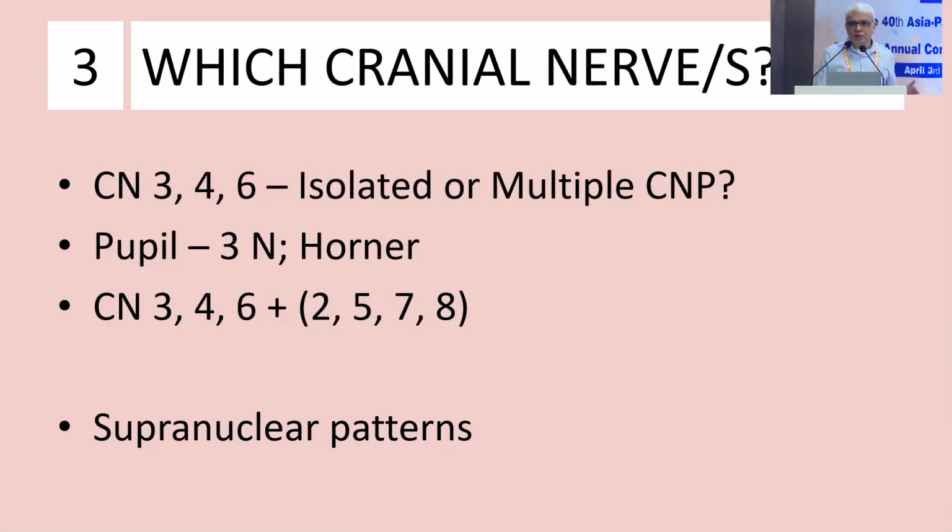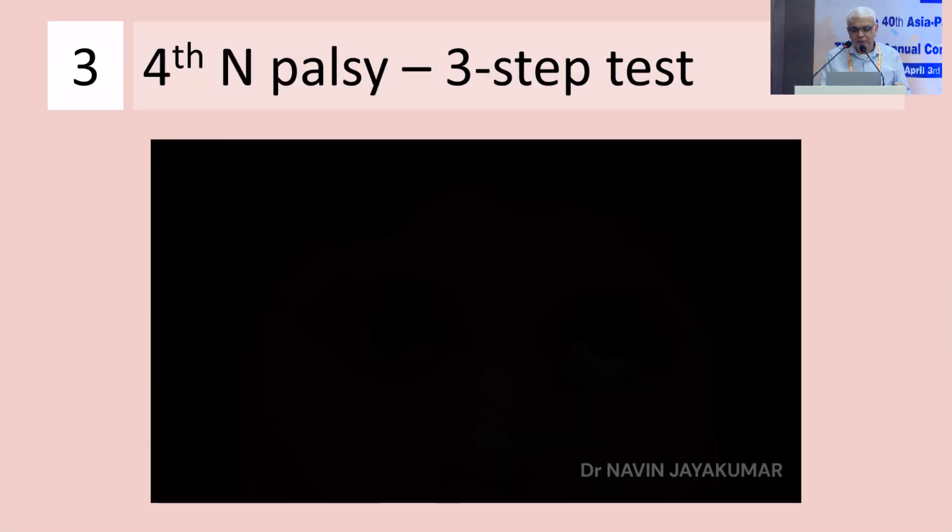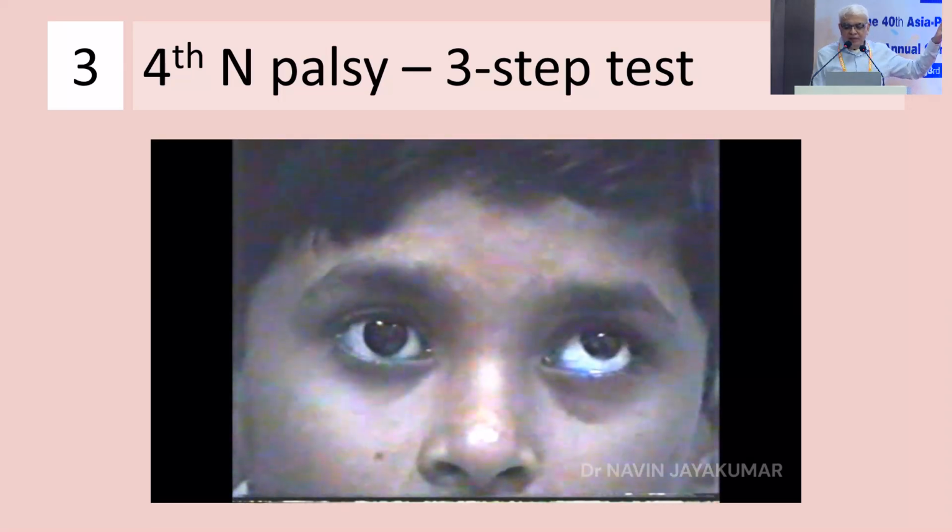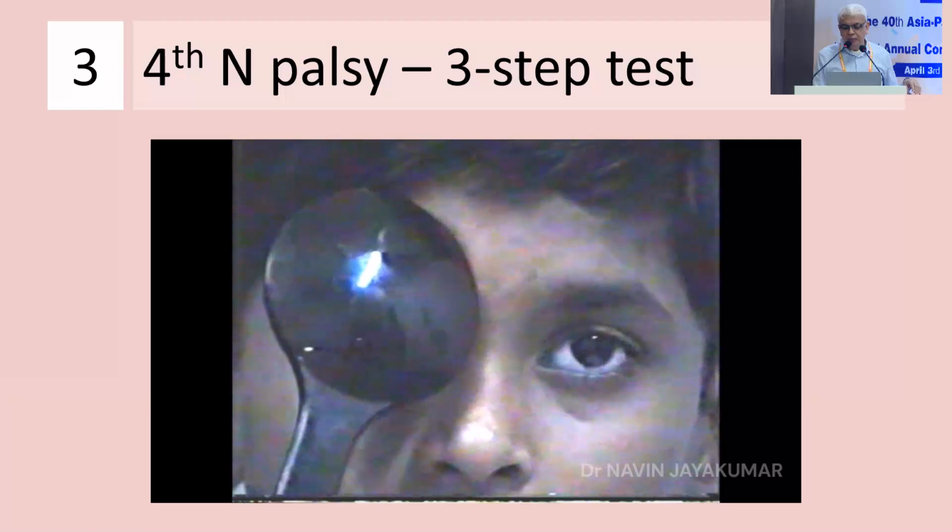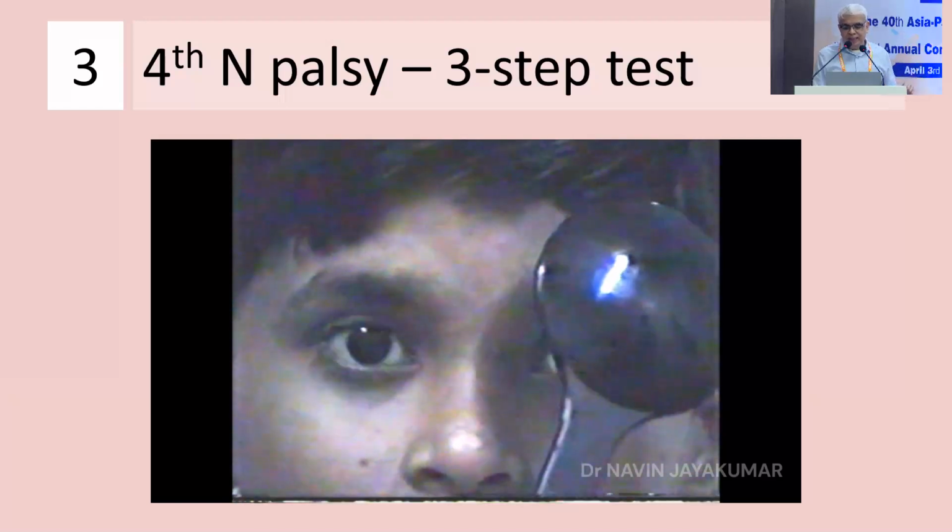So this entire constellation from 2 to 8 will also help us in the diagnosis. And of course, please remember there are supranuclear patterns which one can also pick up. So very quickly, third nerve, I think everyone has seen. Fourth nerve, here is this kid with a left hypertropia, and you do the 3-step test.